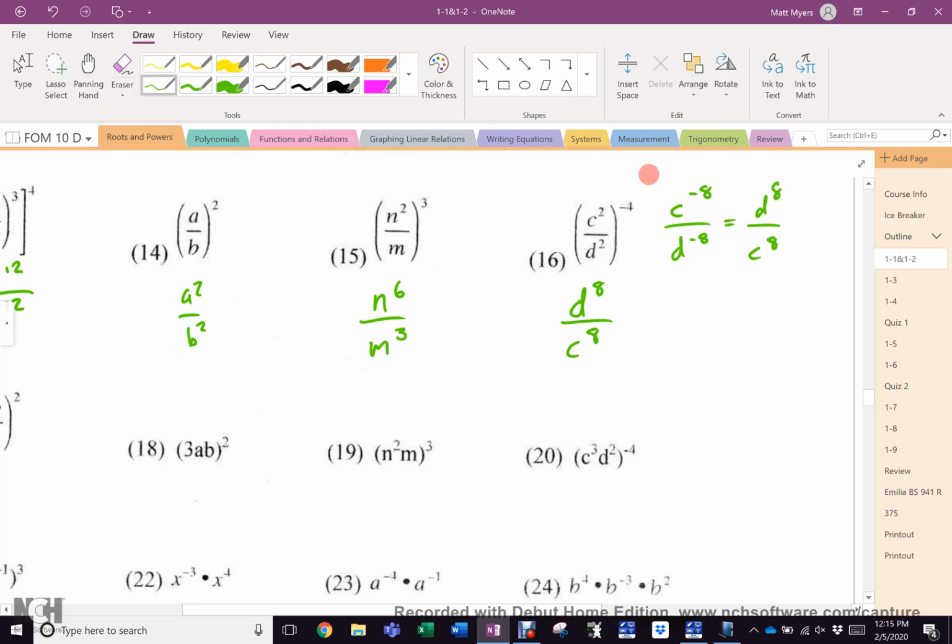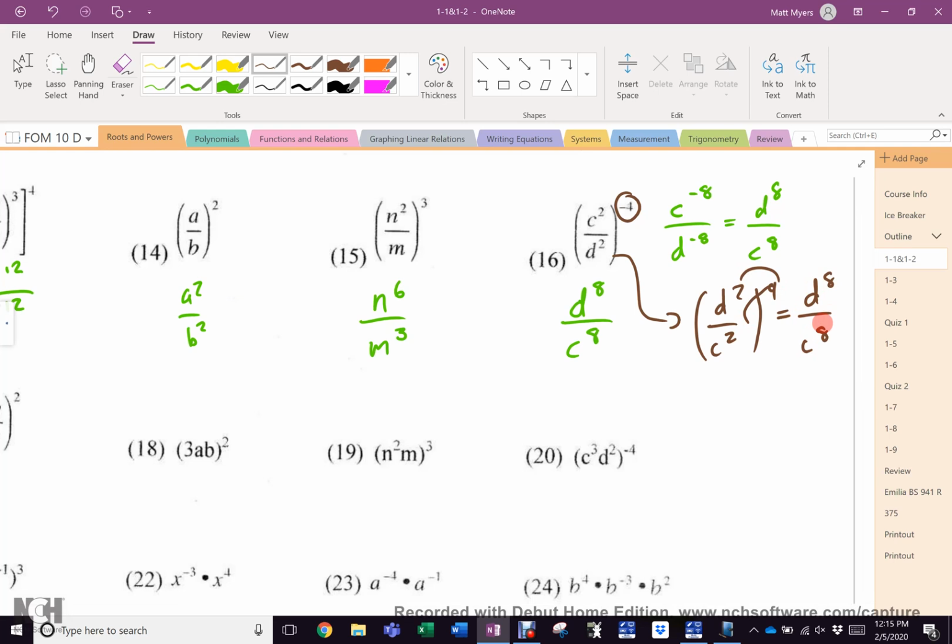The other way you could do it is you could look at this right here and say, oh, a negative reciprocates the whole base. And I would get D squared over C squared, but now to the positive 4. Then I would bring that in. And I would still get D to the 8th over C to the 8th. Does it matter which way you go? No. You will still get the same answer. But you still needed to know the same exponent rules, right?